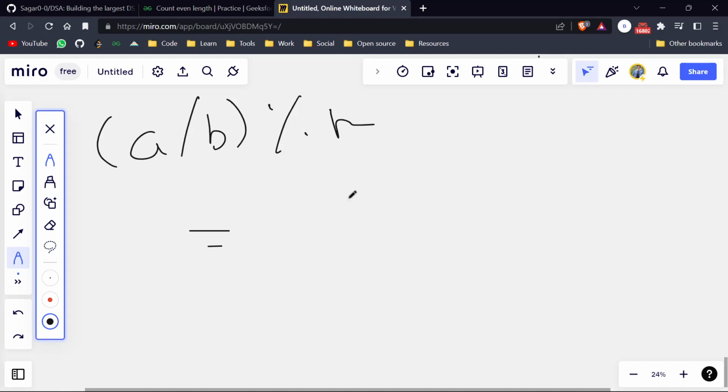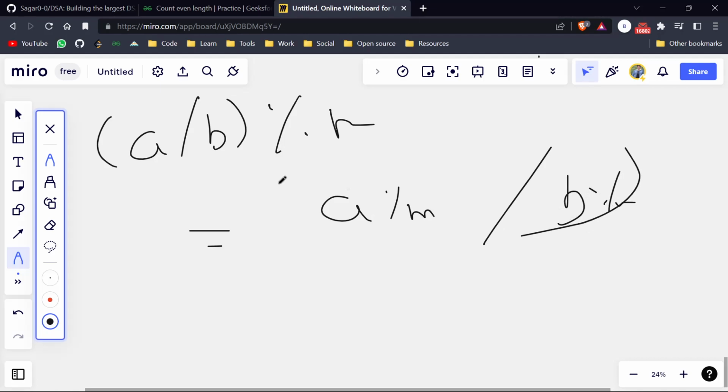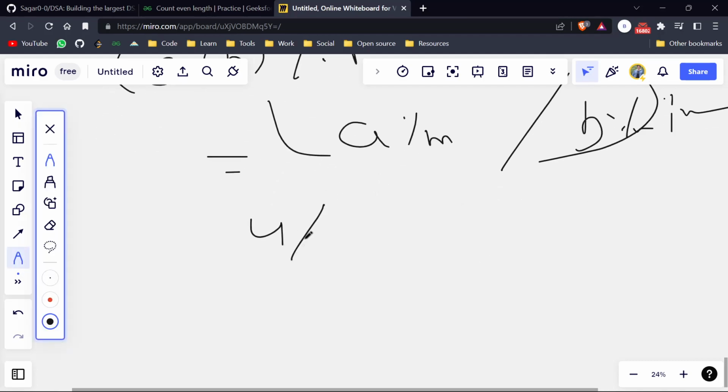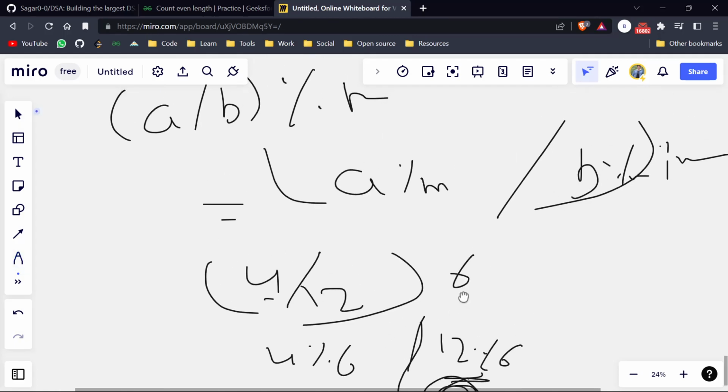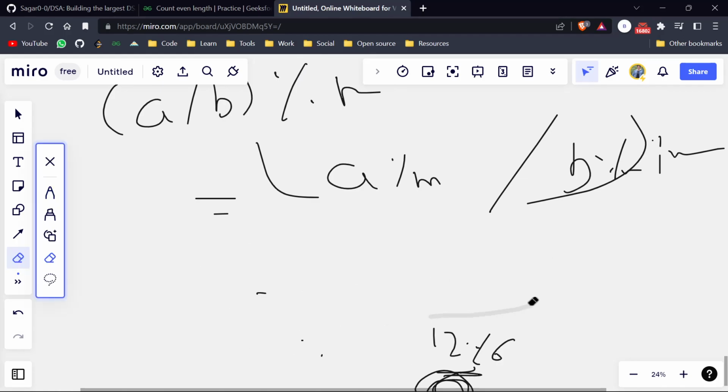When we are dividing, we cannot just do it like this: a mod m divided by b mod m, and then mod of this whole value. We cannot do it like this because this value will eventually be 0. Suppose for an example 4 by 12, and we are modding it with 6. So 4 mod 6 divided by 12 mod 6. What is the value of 12 mod 6? This is 0, and we cannot divide something by 0. This will give us an exception, so we cannot do that.